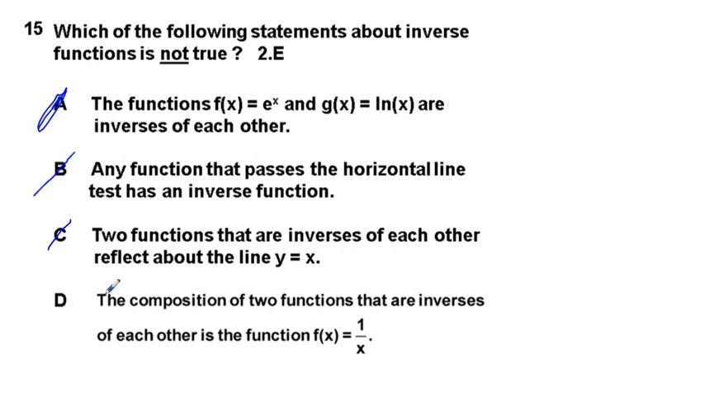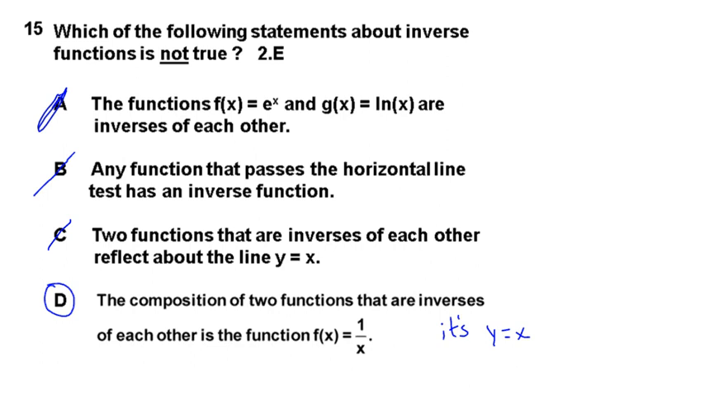So D, the composition of two functions that are inverses of each other is the function f of x equals 1 over x. No, it's not that. It's instead y equals x. And if you look at it, C and D are opposites of each other. So logically, they both can't be right, and probably one of them is going to be right and the other one wrong. So that's number 15.